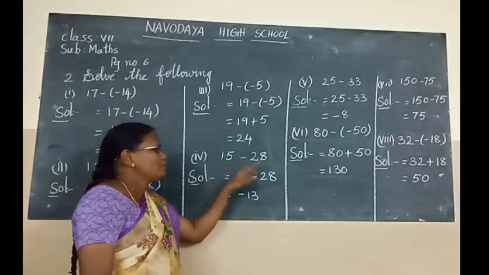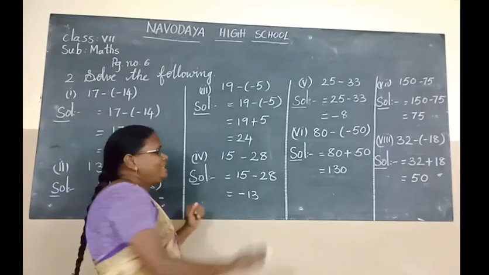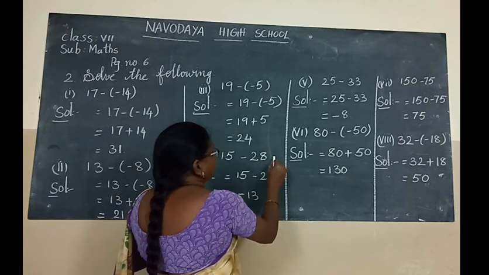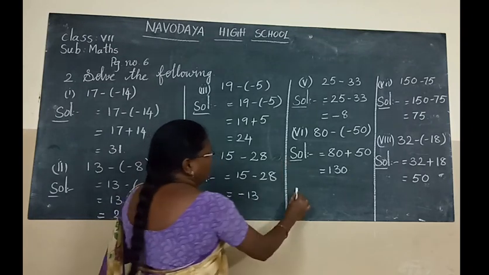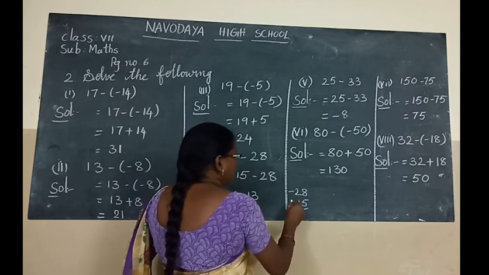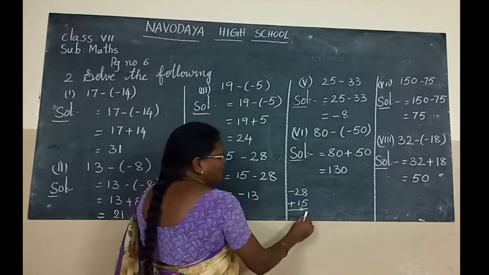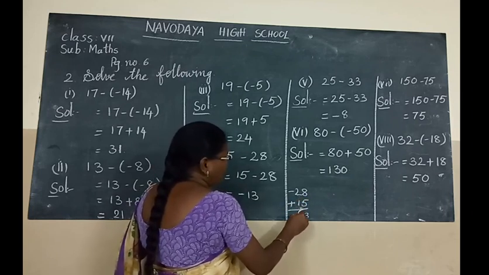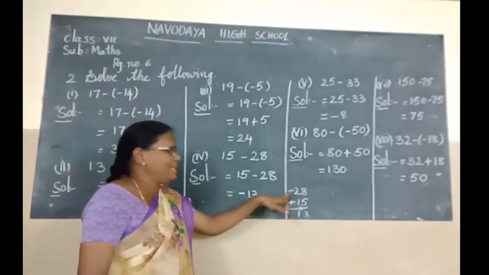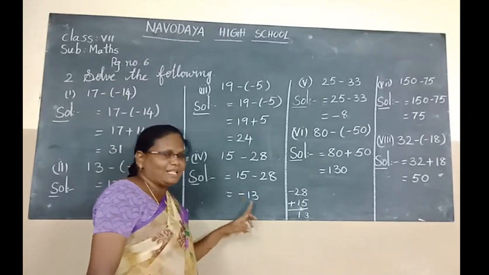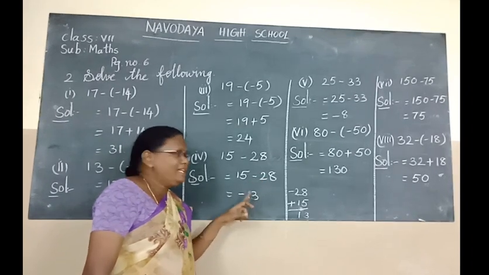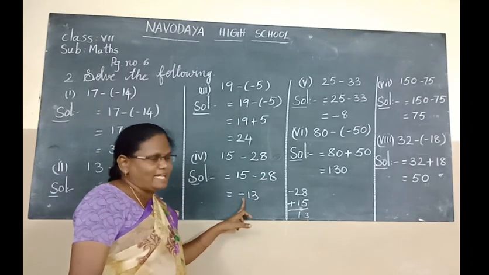Next, 15 minus 28. Here, minus 28 is the negative integer. 28 minus 15. This is a negative, this is a positive. 8 minus 5, 3. 2 minus 1, 1. Here, the biggest number has which sign? Minus. The answer will keep the minus sign. Why? Because the biggest number has the minus sign. This result also keeps the negative sign.